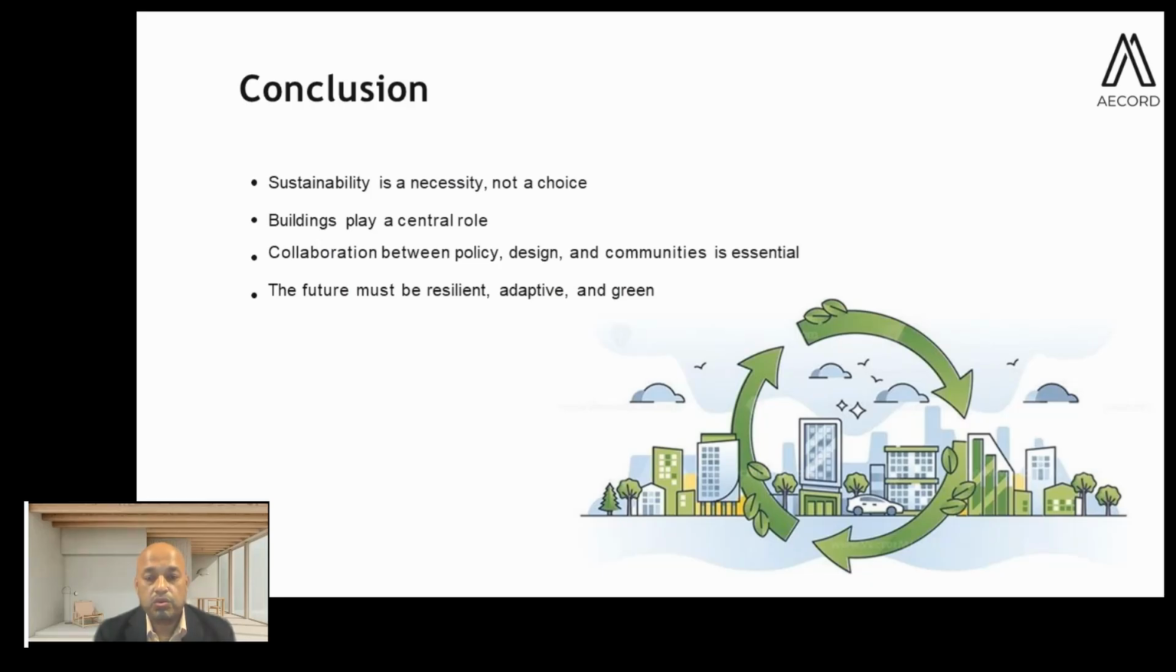So that is a statement we need to make in the industry, where sustainability is a necessity, but not a choice, because we are depending on natural resources, and natural resources are exhausting, and we need to see how much of the natural resources really remains for our future generation.